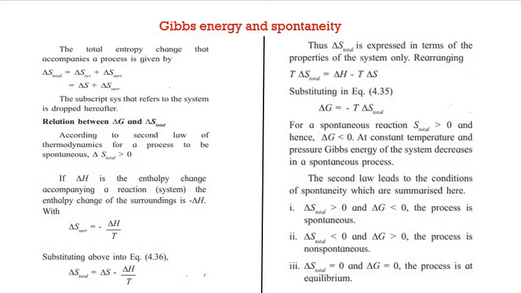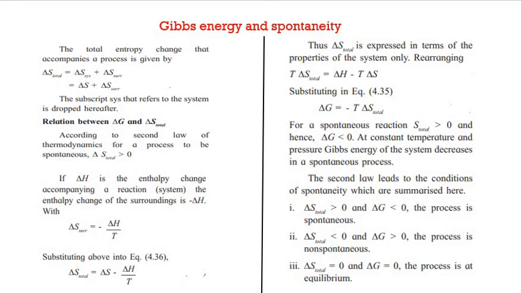Now the value of delta S surrounding, I am substituting in the first formula, that is delta S total equals delta S plus delta S surrounding. Here I would be getting T delta S total equals delta H minus T delta S, and I know that delta H minus T delta S is equal to delta G. So delta G is equal to minus T delta S total.